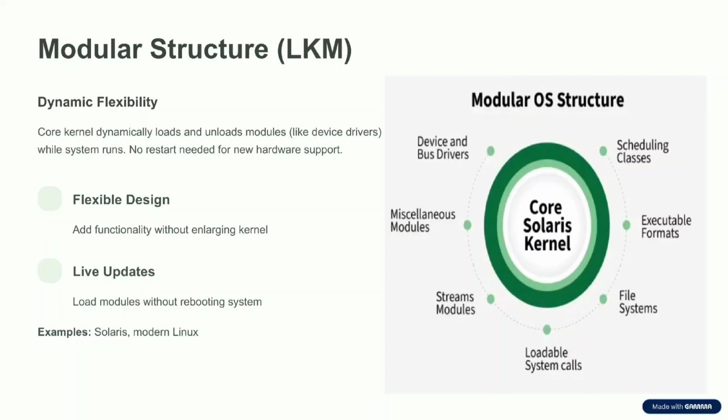As a result, the kernel remains small and efficient. The modular approach provides flexibility and better performance compared to microkernel systems because modules run in kernel space and communicate directly with the kernel. However, if a faulty module is loaded, it may affect the stability of the entire system. Overall, the modular structure offers a good balance between performance, flexibility, and maintainability, making it widely used in modern operating systems. Examples are Linux and Solaris.